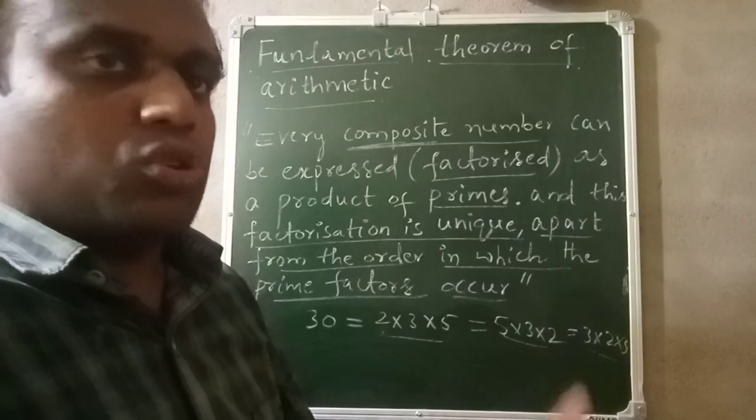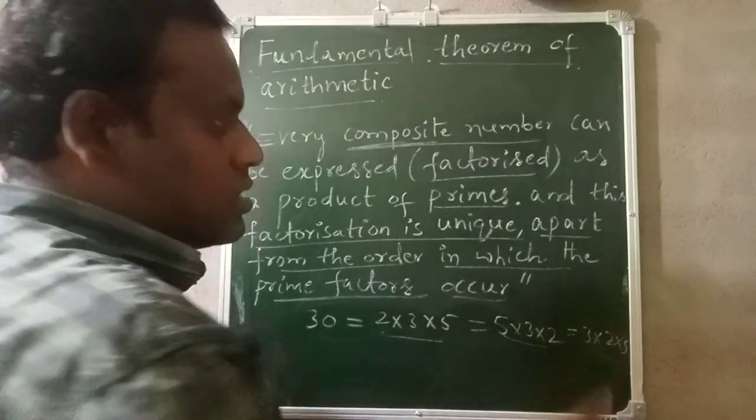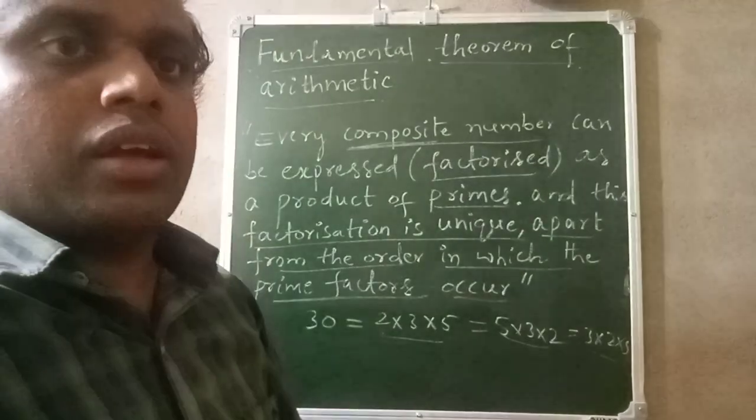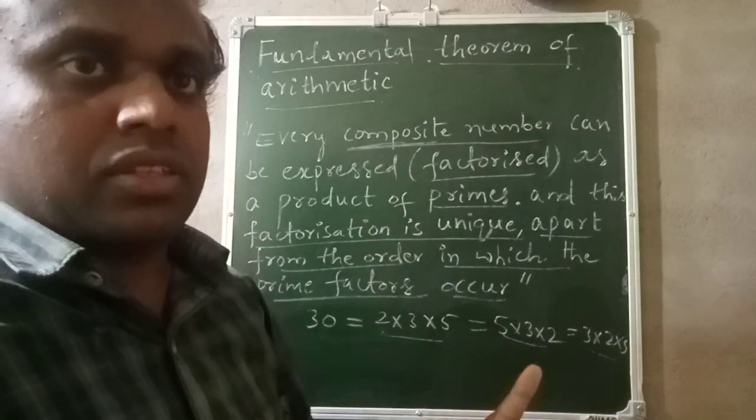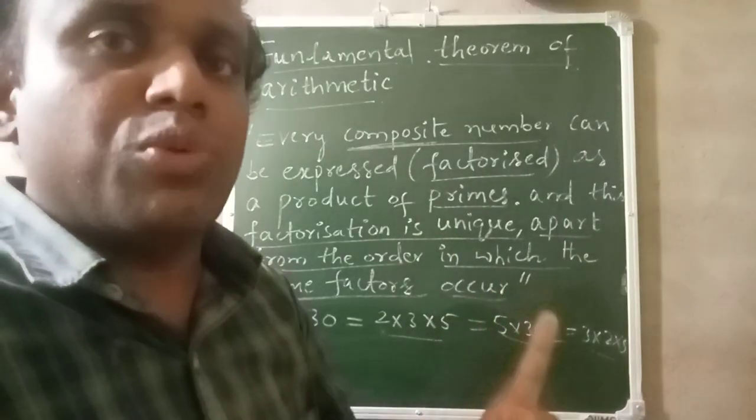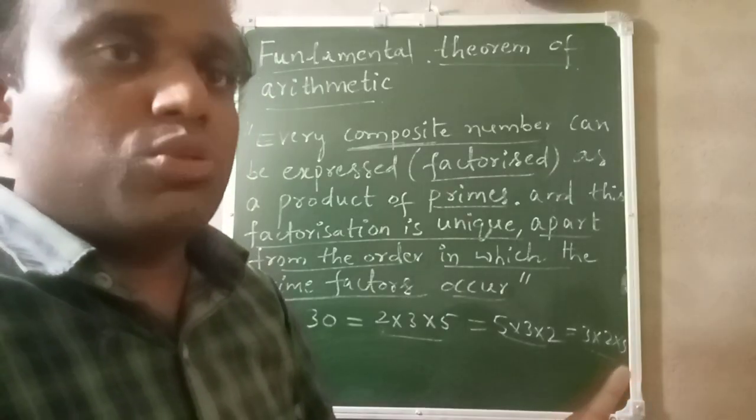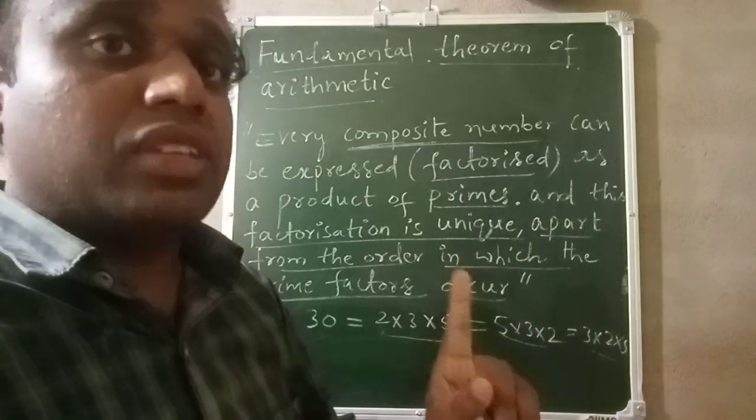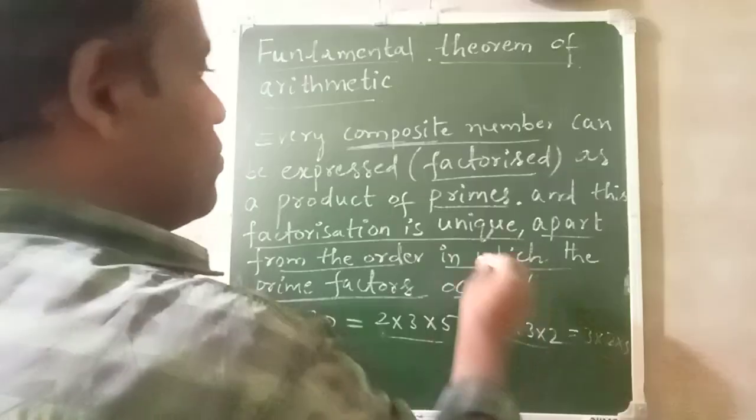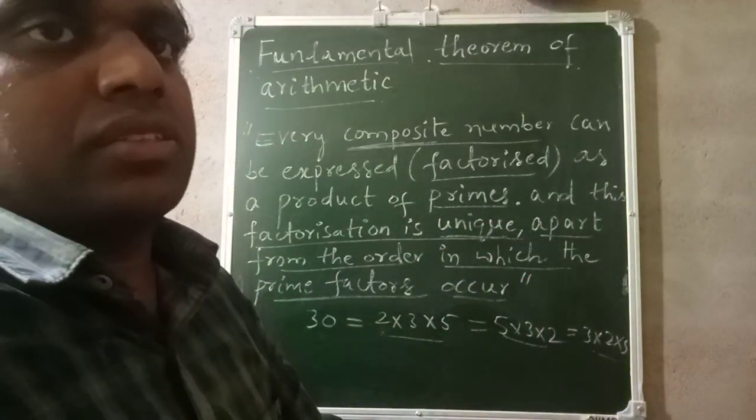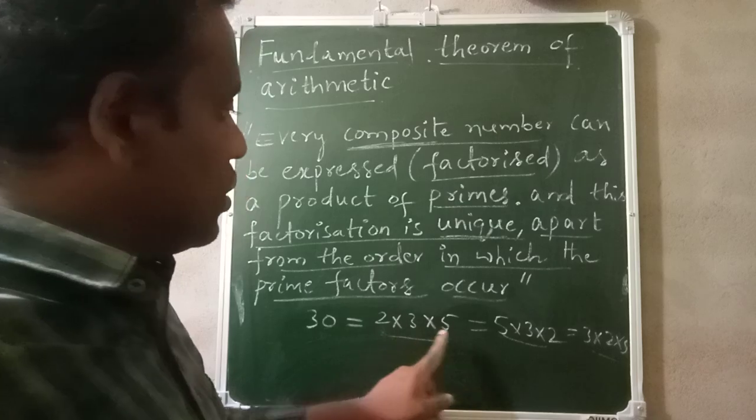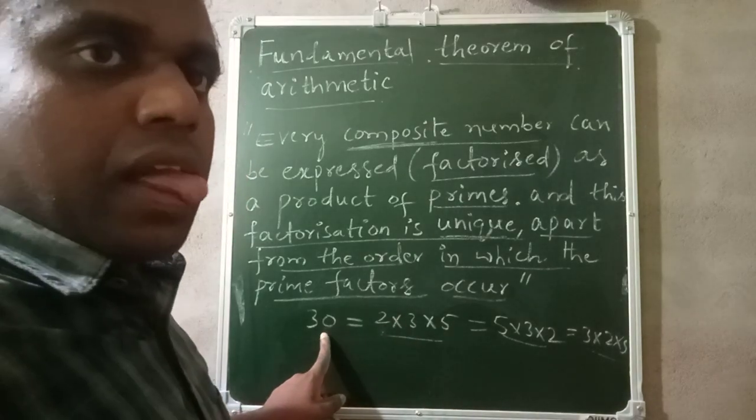So, if you don't consider the order, whatever the order, there is only one way to write the factors. That means using 2, 3, 5 only. You cannot use any other numbers. So that is called unique. Unique means there is only one way to write the factors. That is 2, 3, 5 for this 30.